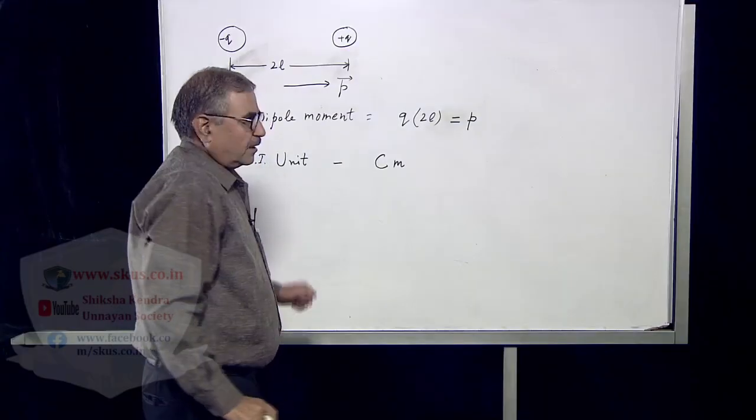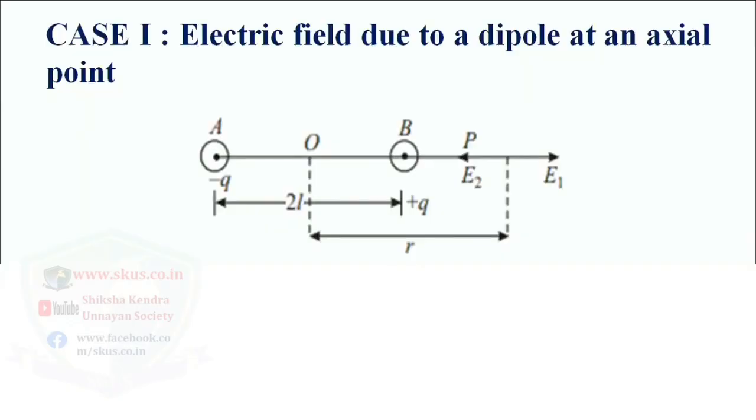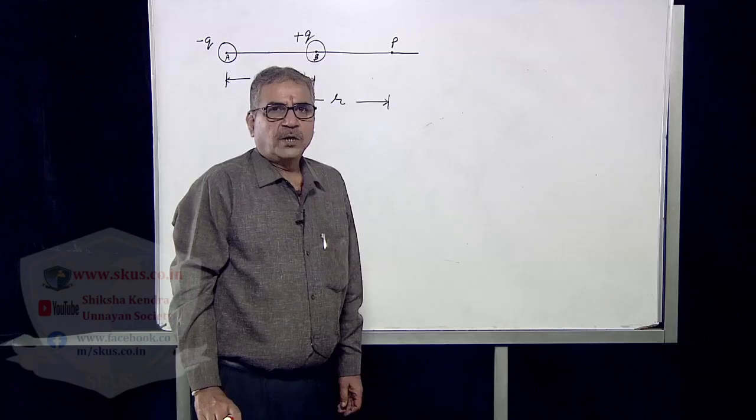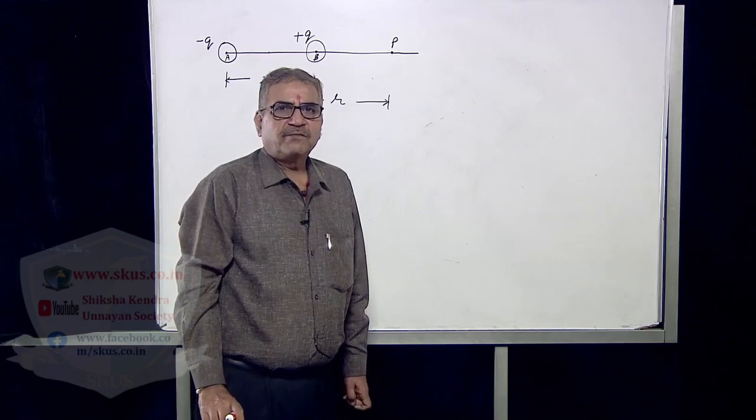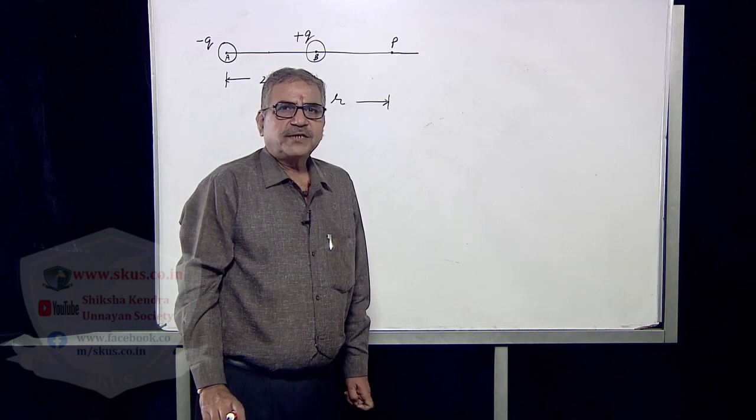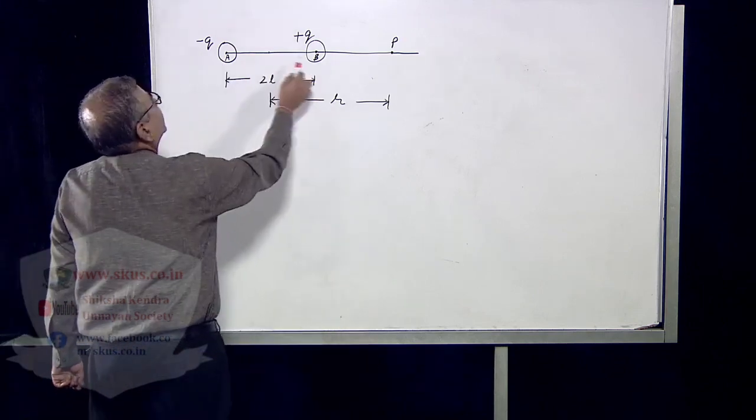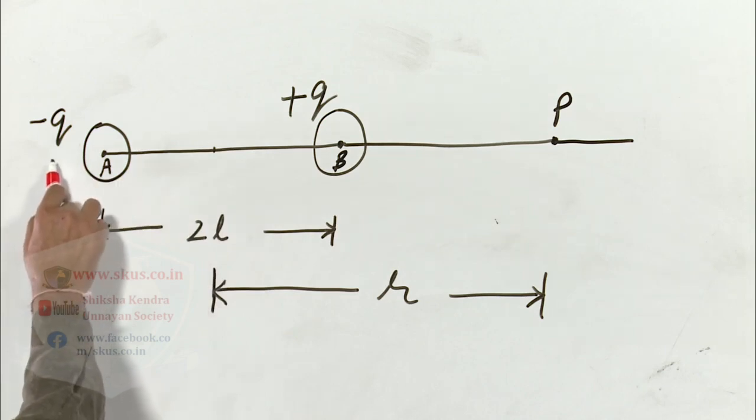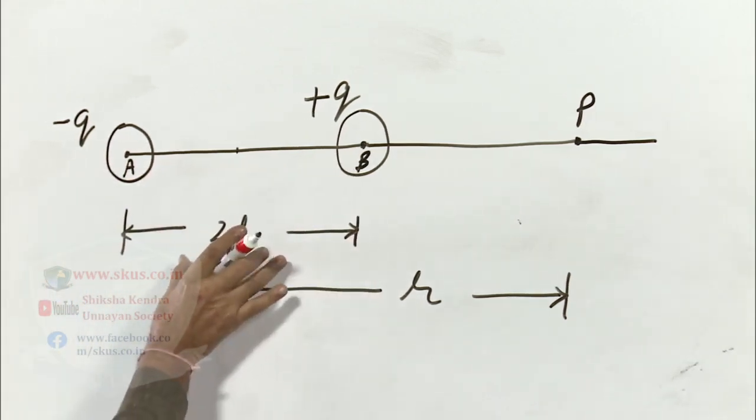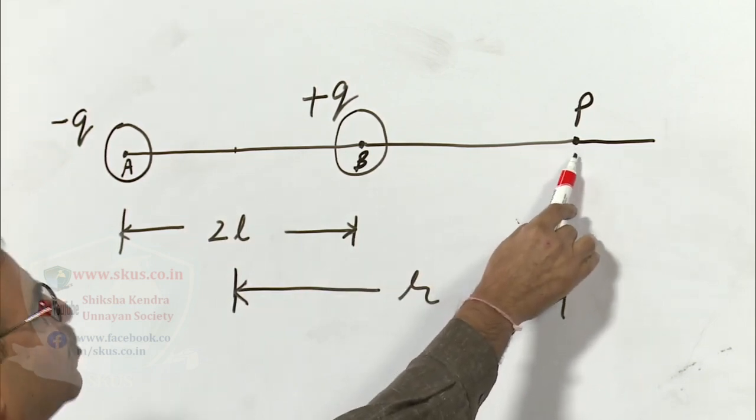Now, let us calculate the electric field due to the dipole in two special cases. First, we will take the case when the point is on the axial line of the dipole. Now, we will calculate the electric field due to the electric dipole when the point P lies on its axial line. Let us come to this figure. Here, this is the electric dipole. Charge minus q is here, charge plus q is here. They are separated by a small distance 2L, and the point P is where the electric field is to be found.